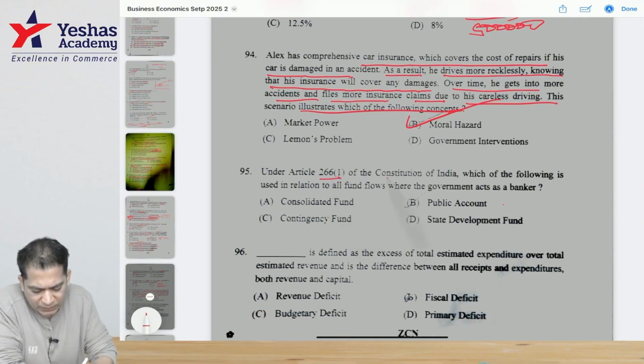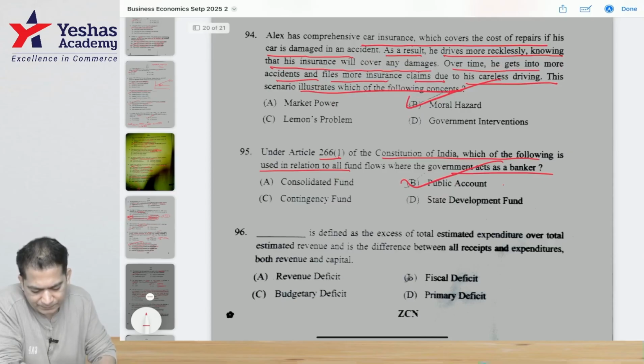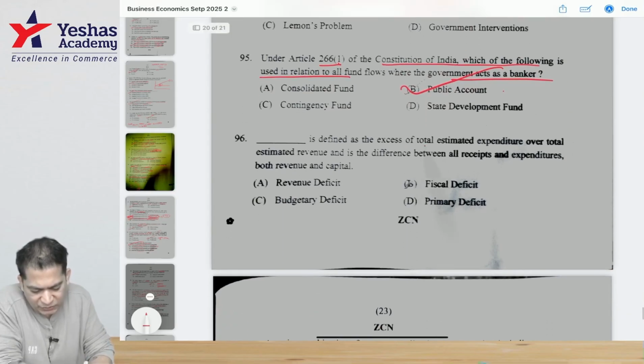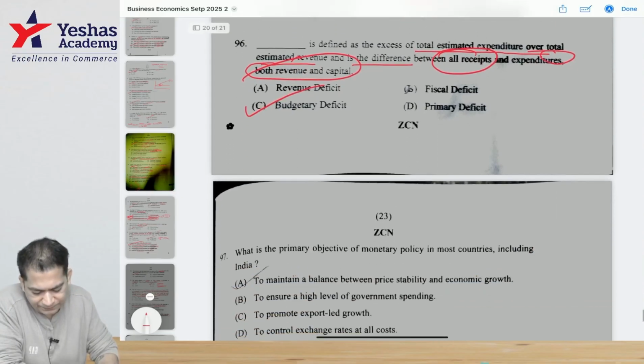Under Article 266(1) of the Constitution of India, which of the following relates to all fund flow, the banker, or that will be public accounts. 266(1). Is defined as the excess of total estimated expenditure over all estimated revenue, and is the difference between all receipts and all expenditure, both revenue and capital, that will be a budgetary deficit.